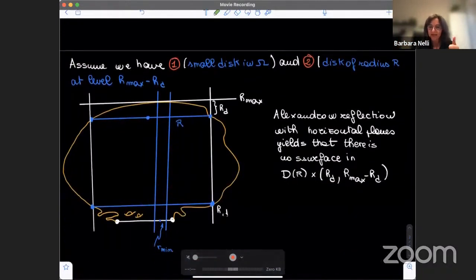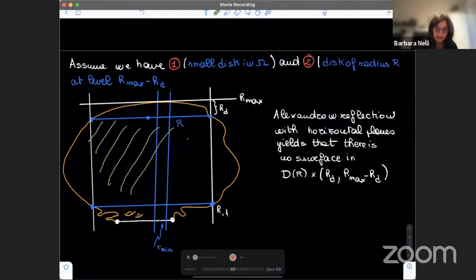Now assume that you have 1 and 2: the small cylinder where it is a graph, and this large disk of radius r at the level H max minus H D. Then you start to do Alexandrov reflection with the horizontal planes. You reflect, you reflect, you reflect. And what you can prove, if you are careful, is that in this part of the domain W, in this cylinder over the disk of radius r, there is no surface.